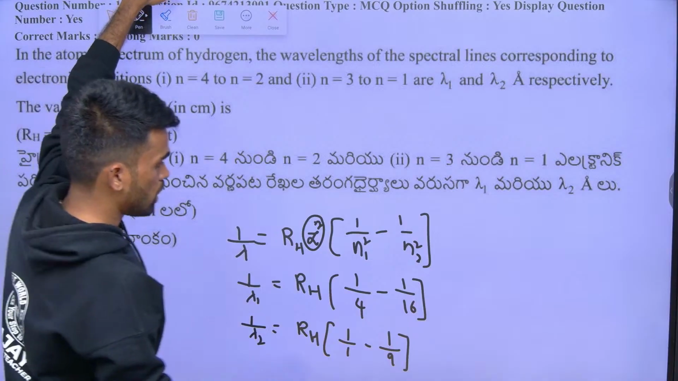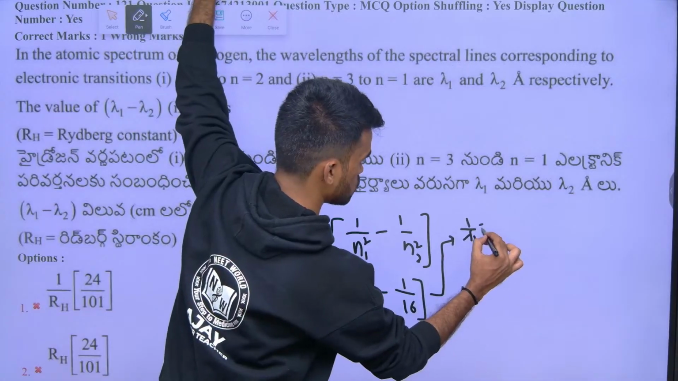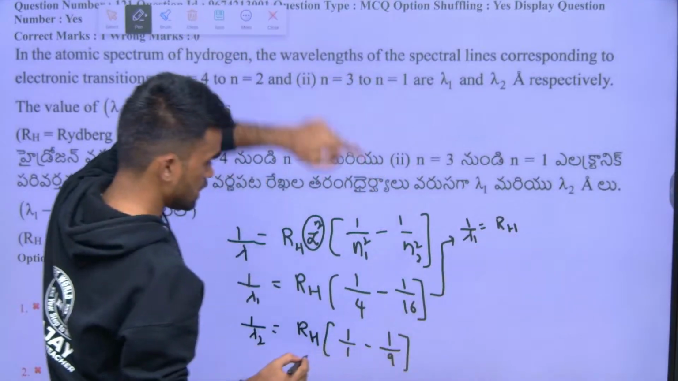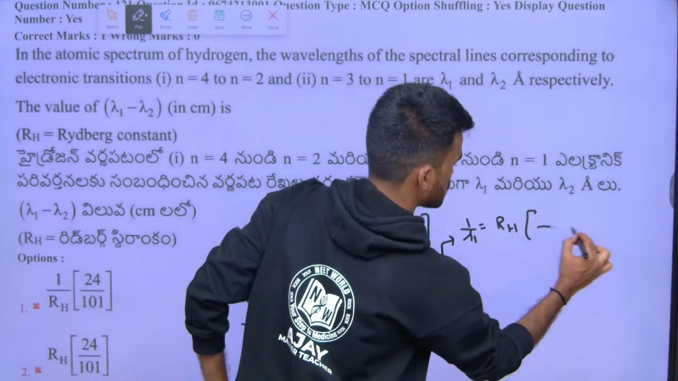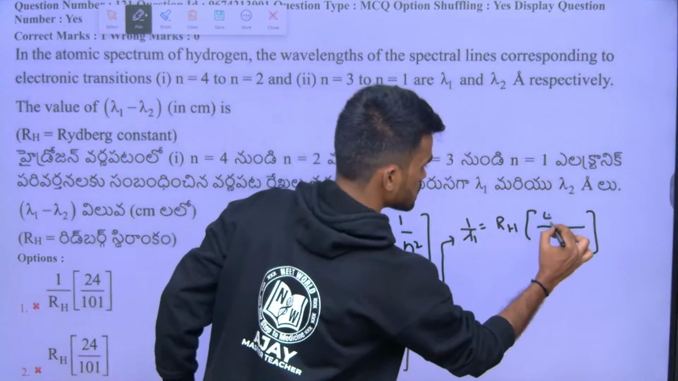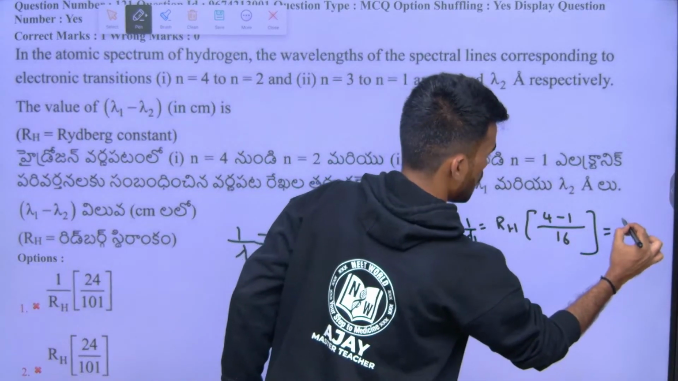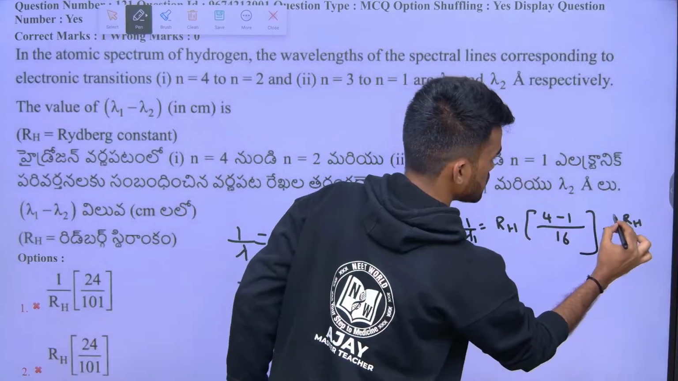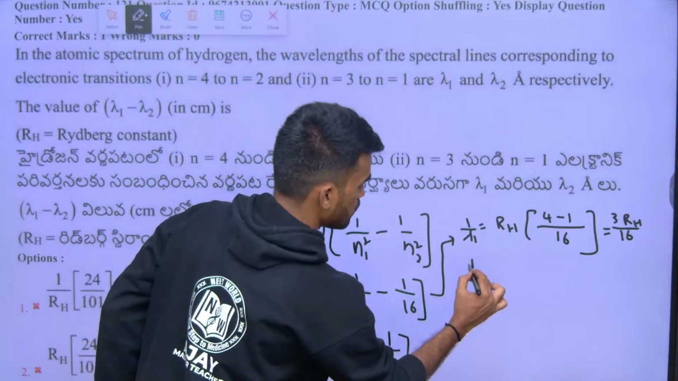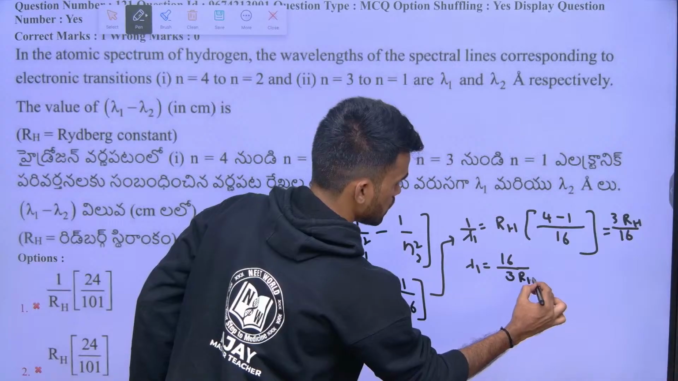Next, 1 by lambda 1 equals RH. By simplifying this, the LCM will be 16. So here 4 minus 1, that is what we get now. So we get 3 RH by 16, that is 1 by lambda 1. So I can write lambda 1 equals 16 by 3 RH.